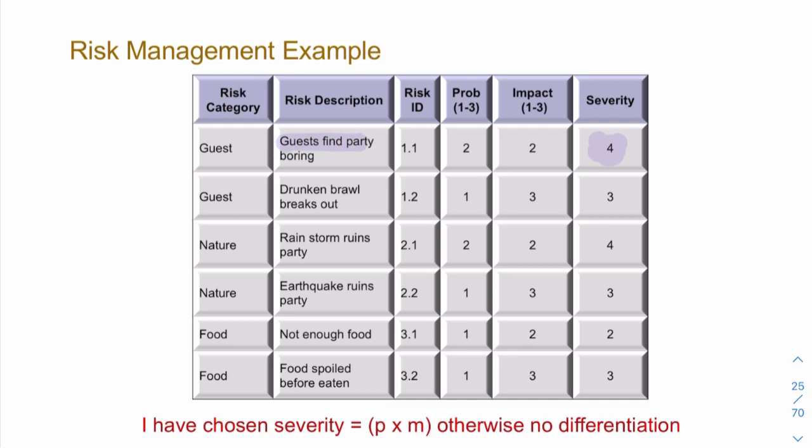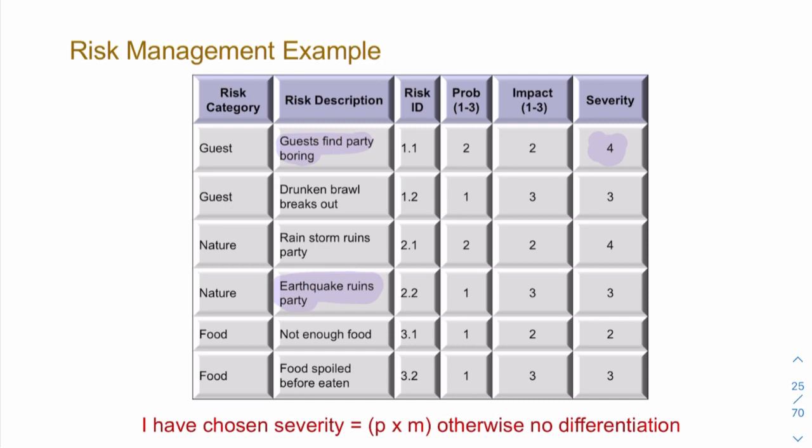If you take another example of an earthquake ruining the party, how likely is that to happen? Well, it depends on where you live, but living here in England, it is extremely unlikely that an earthquake is going to ruin my birthday party. So it's unlikely there will be an earthquake. It's unlikely there'll be an earthquake during my birthday, and it's even less likely that the earthquake will be severe enough to actually ruin the party. So let's say that's a non-zero but low probability, 1.